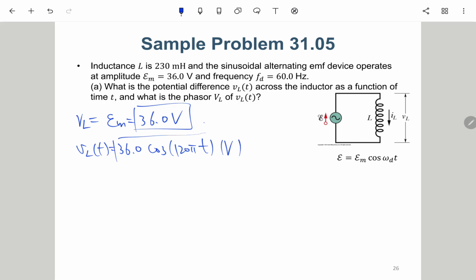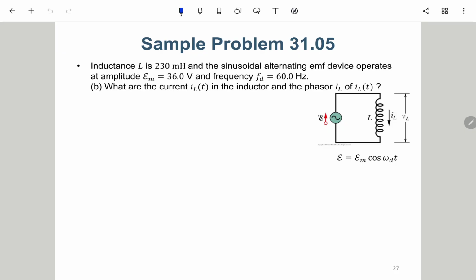Okay, so this is all the way the same, because you just connect the alternating EMF directly to the R, to the C, to the L itself. So the potential difference will always be like this. Okay, for the second one, we will make use of the phasor.